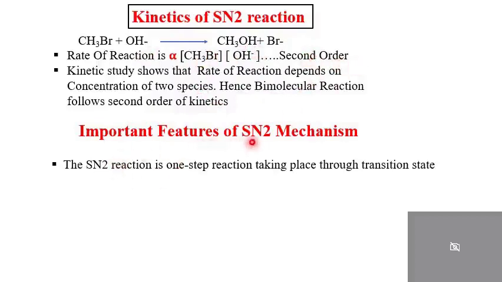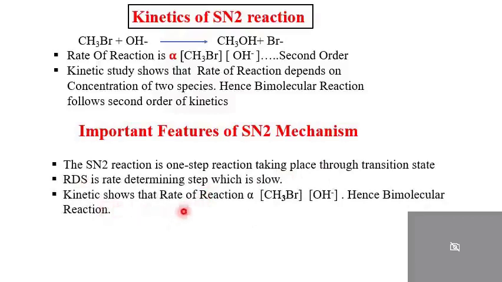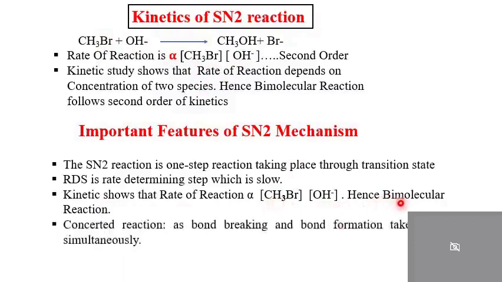Now, there are some important features of the SN2 mechanism. In the SN2 mechanism, it is only a one-step process, but it takes place through a transition state. Since there is only one step, that itself is the rate determining step, which is a slow step. The kinetic study I just discussed shows that the rate of reaction depends on the concentration of the substrate as well as the concentration of the nucleophile. 2 species are involved in the rate law, hence it is a bimolecular reaction.